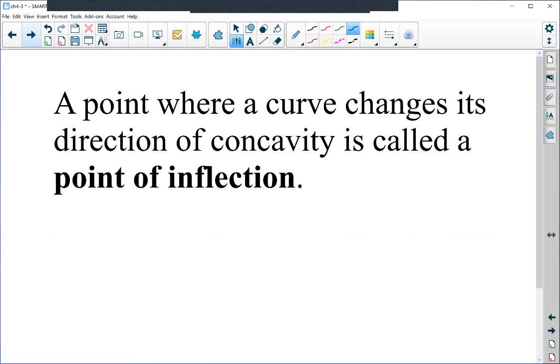The point where the curve changes its direction of concavity, so where the second derivative changes from positive to negative or from negative to positive, is called a point of inflection.